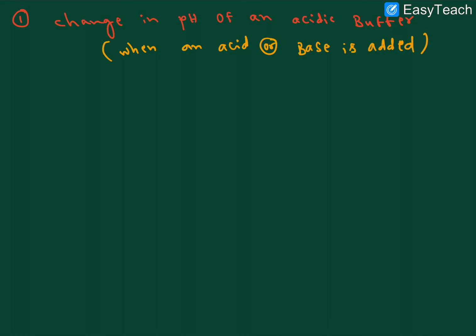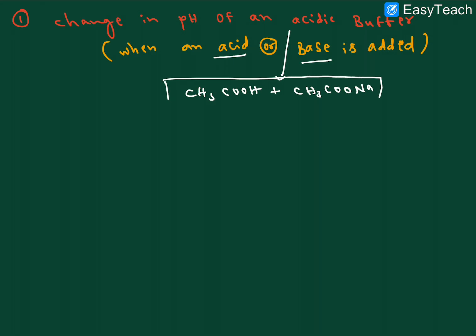Right, now what is the change in pH of an acidic buffer? When we add a small amount of acid or base, its pH changes. So how is that pH calculated, let me explain. For example, we are taking an example of an acidic buffer solution. What is an acidic buffer solution? Acetic acid and sodium acetate. So this is the example for the acidic buffer solution.